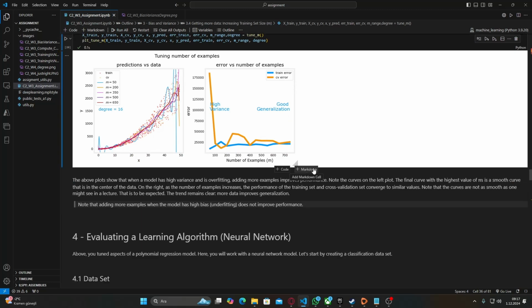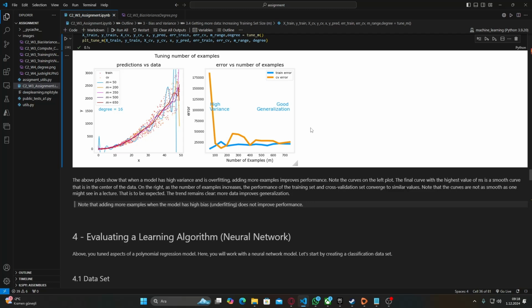The above plots show that when a model has high variance and is overfitting, adding more examples improves performance. Note the curves on the left, while the final curve with the highest value of m is a smooth curve that is the center of the data. On the right, as the number of examples increases, the performance of the training set and cross-validation sets converge to similar values.